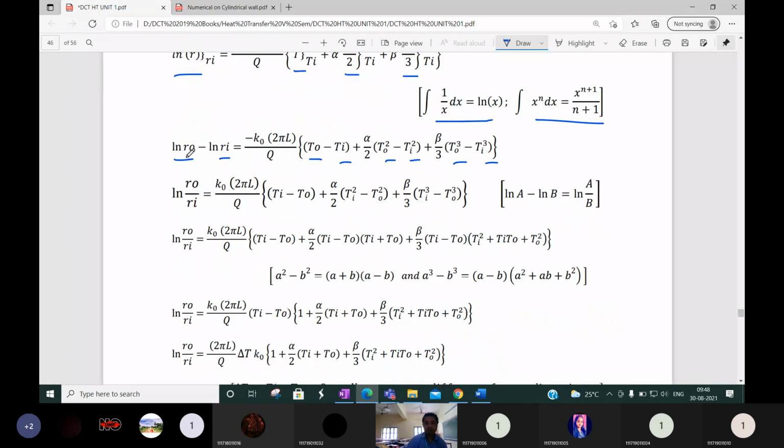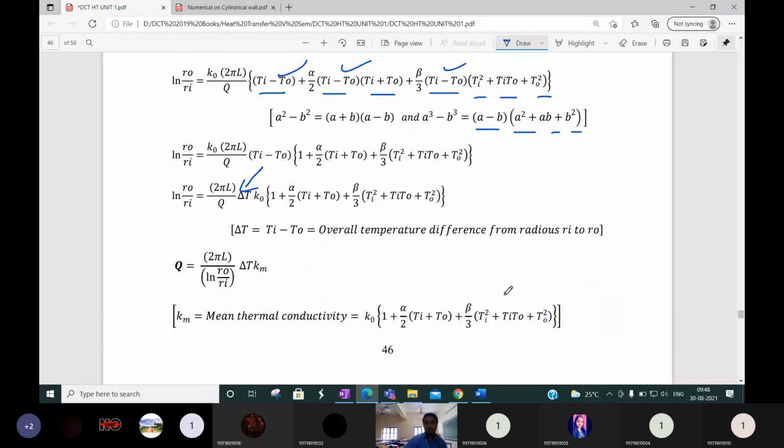Then ln a minus ln b is ln a by b. Here a square minus b square is there, so we can write (a minus b) into (a plus b), and where a cube minus b cube is there, the formula is (a minus b) into (a square plus ab plus b square). Then Ti minus To is common in all terms, so we take it common. And this Ti minus To is nothing but delta T, the overall temperature difference.